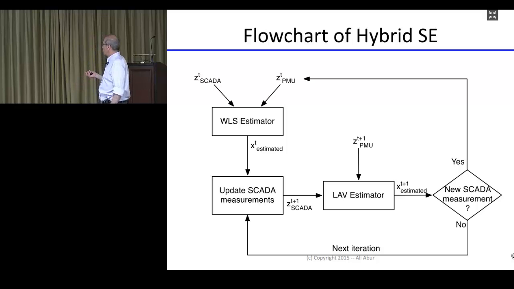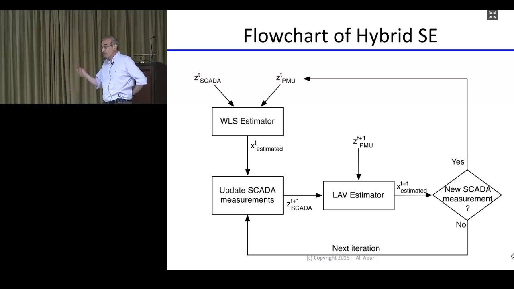So here's the flow chart. Essentially you have both PMU and SCADA coming in at a given time. You use the classical weighted least squares, you do the estimation, and then you receive the next PMU. So at this point there are no SCADA measurements, you just receive a small set of PMU measurements. You use an LAV estimator to use these, plus the leftover SCADA from the previous instant, to do an update. And we check if there is new SCADA here. If there is none, you go back, and now using this updated state, you update the SCADA measurements.